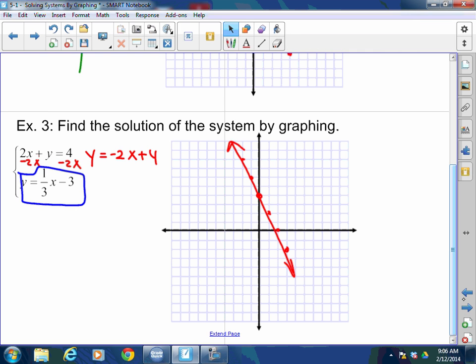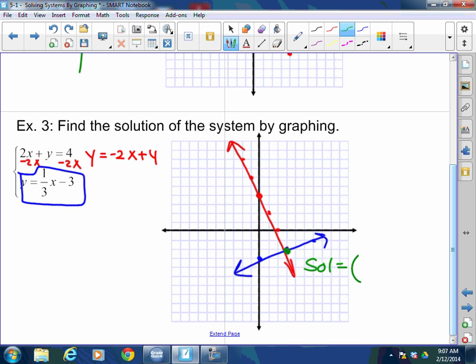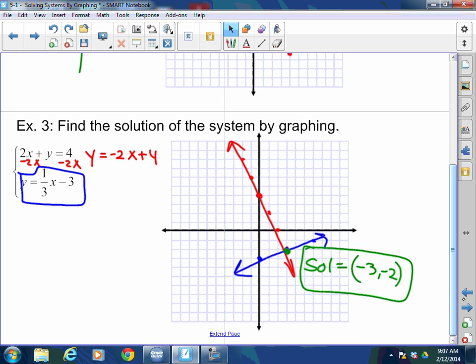Bam. Now my blue one, y-intercept is negative 3. 1, 2, 3. Up 1 over 1, 2, 3. Bam. We got it again. My solution equals 1, 2, 3, negative 2. Negative 3, comma, negative 2. Again, if you plug that in, you have my word that they're going to be equal.